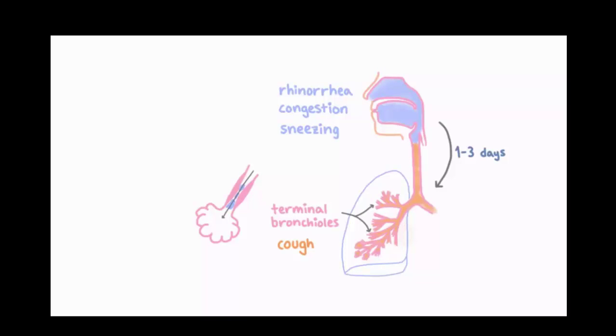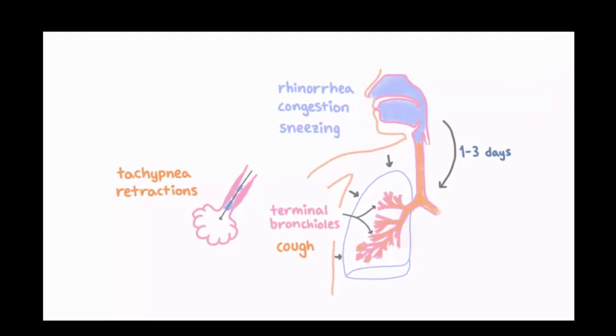So then what you might see is tachypnea, which means fast breathing because the infant is trying to get more air into the alveoli through that resistance. You'll see retractions, which refers to the inward movement of the chest wall. That's a reflection of the high negative pressures that you're trying to.